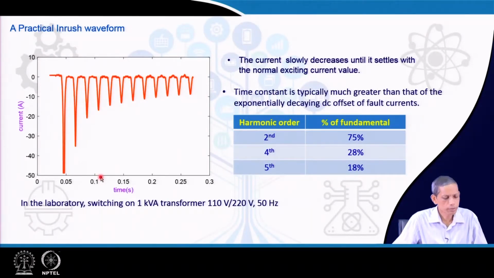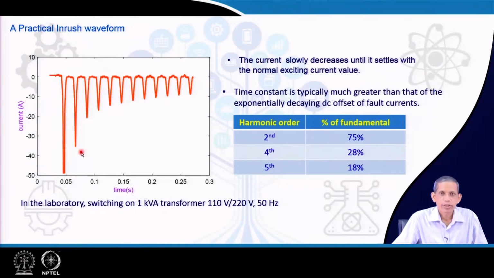Now, this is a laboratory experiment. While switching on a small transformer, the current observed during the no load condition, and the energization, leads to current of this nature. So, this, as we know, is called the inrush current, and if you see, the current pattern is not sinusoidal, it has a different pattern.